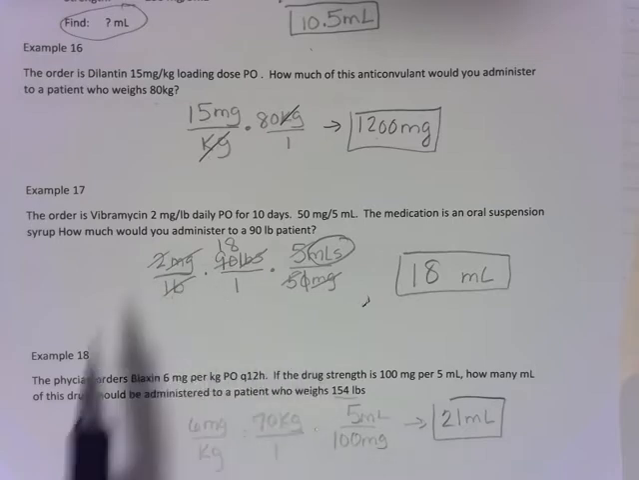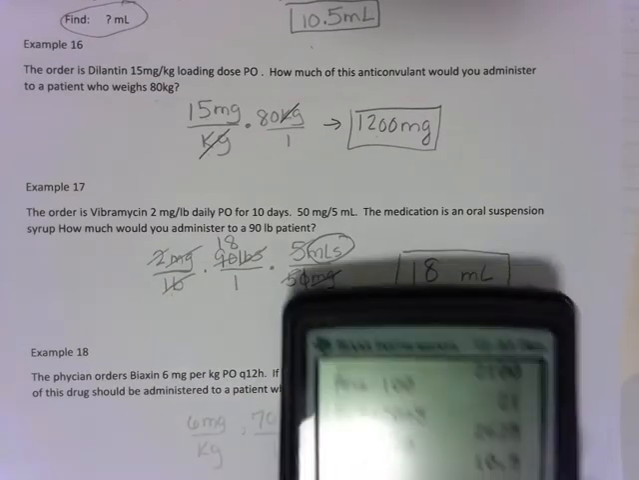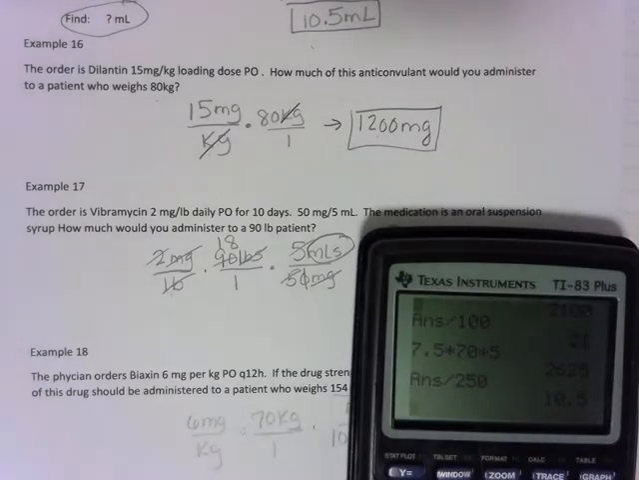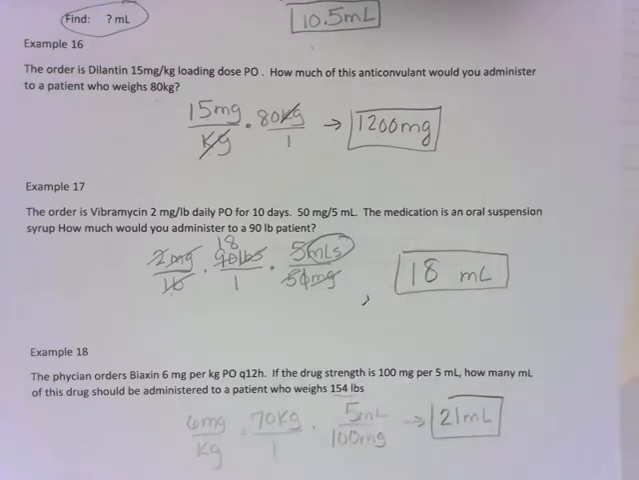I'm just going to multiply straight across here. So I'm going to go 2 times 90 times 5 divided by 50 gives me 18 mLs.